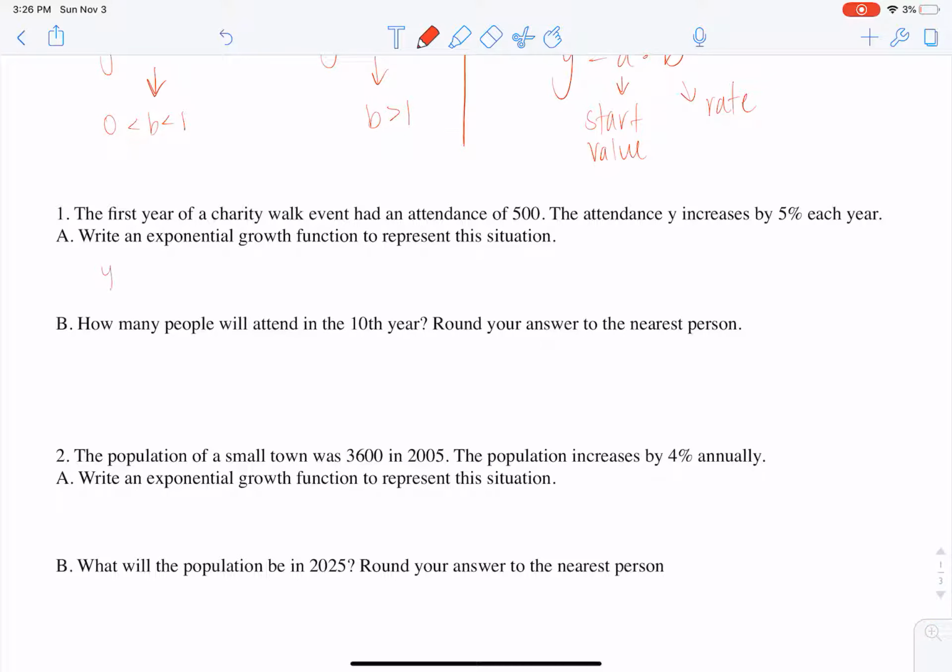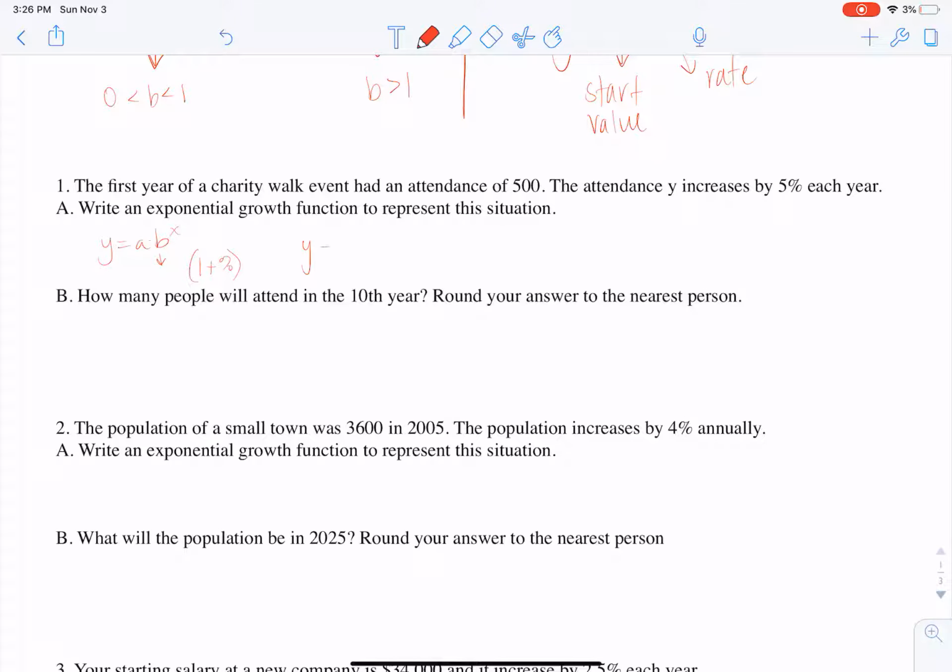So I'm going to take my y equals a times b to the x, and since we're talking about a percent increase or decrease, my b is going to turn into 1 plus my percent, since I'm talking about an increase here. So y equals a, which is my initial amount, 500, times 1 plus my percent as a decimal, which is 0.05, raised to the x power. So this situation would be represented by y equals 500 times 1.05 raised to the x power.